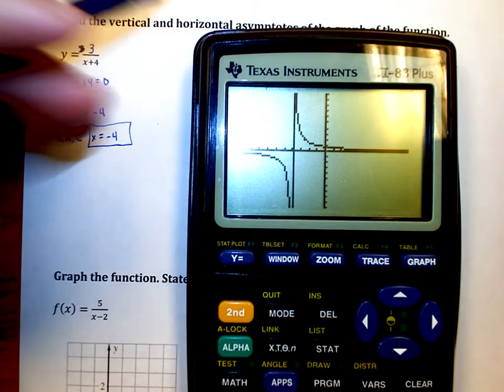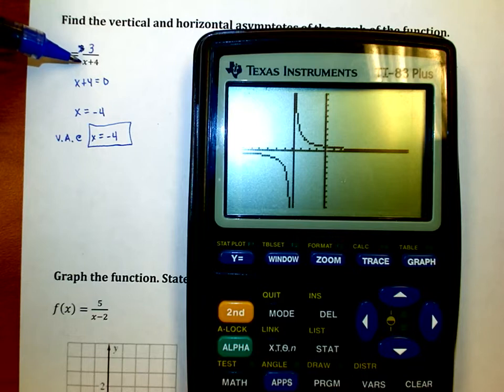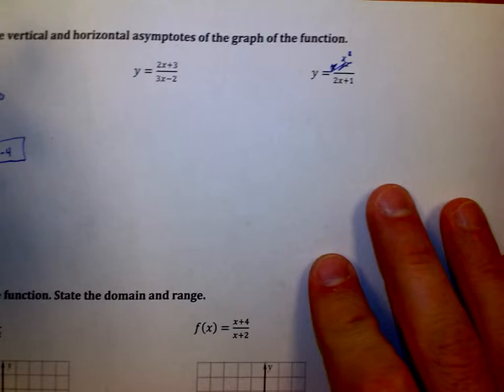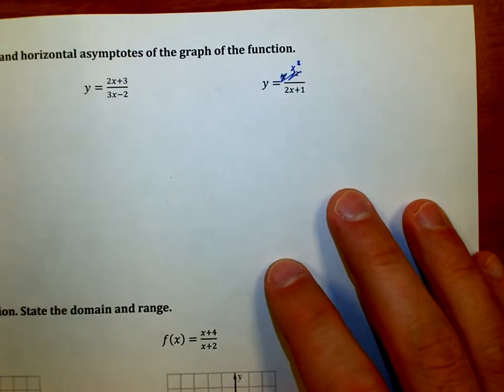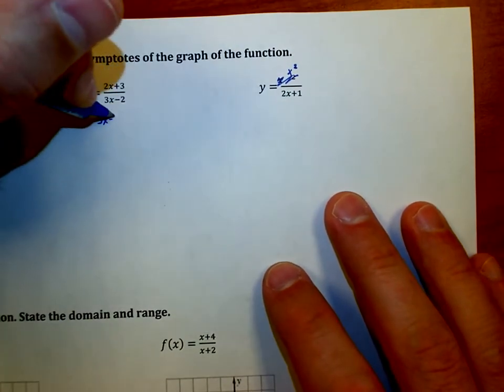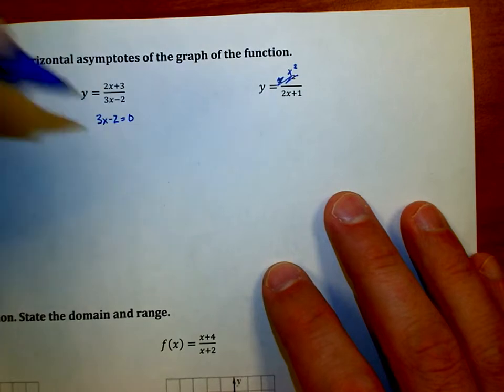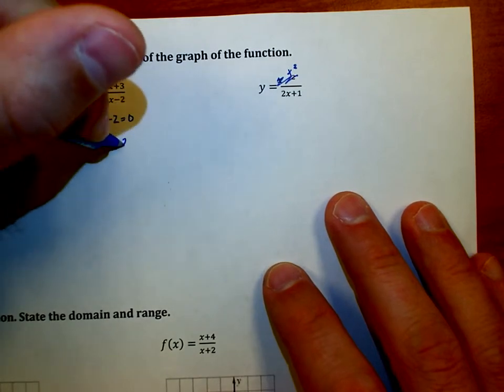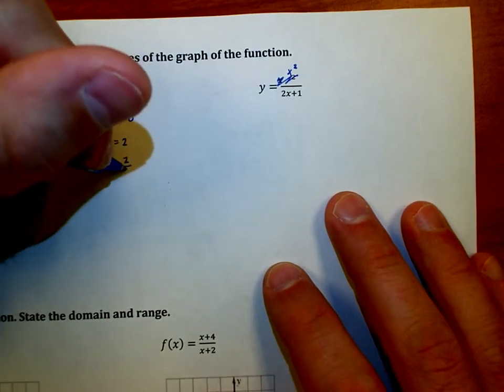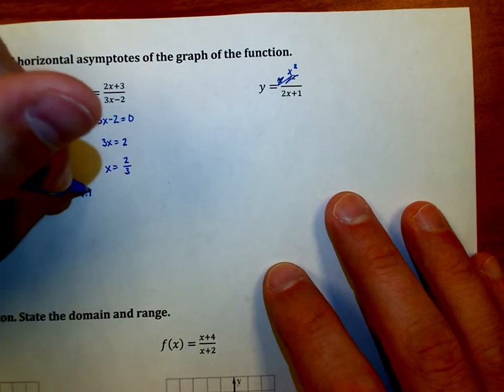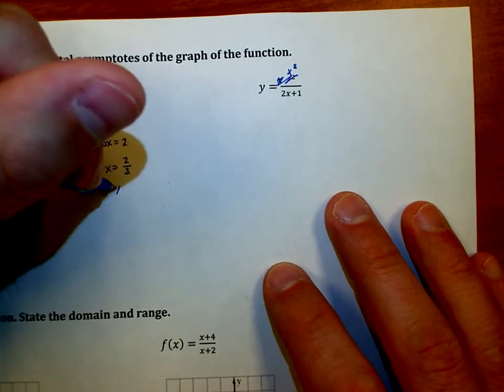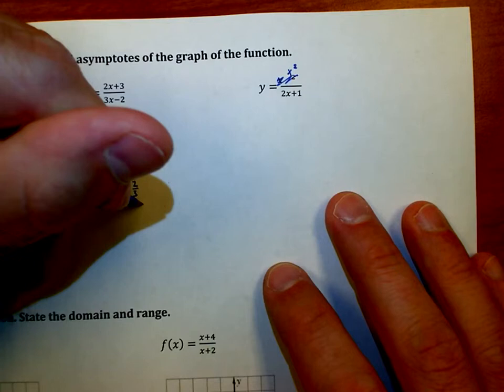The reason why is because if I put a negative 4 in, I'd have negative 4 plus 4 on the bottom. That would be giving me 3 divided by 0. I can't divide by 0. That's a problem. Okay? On this problem, the vertical asymptote is found whenever I take 3x minus 2 and set it equal to 0. So that would be 3x is equal to 2. That means x is at 2/3. So my vertical asymptote is at x equals 2/3.